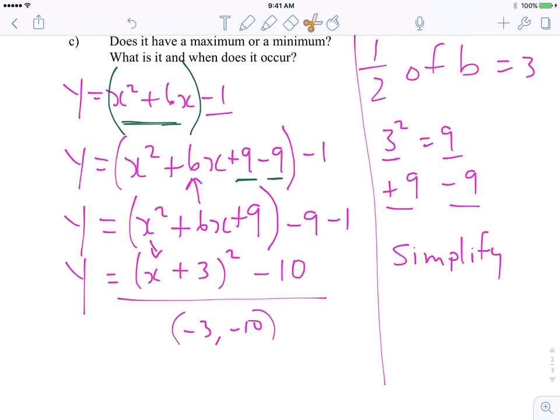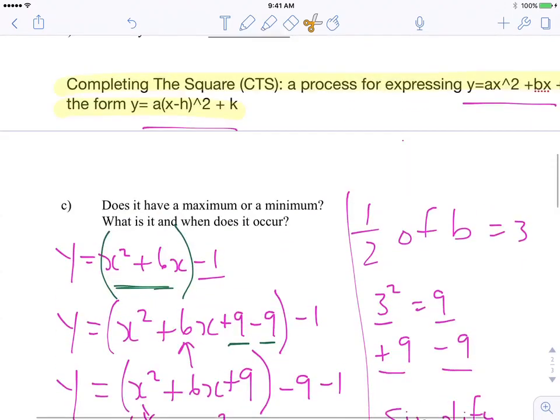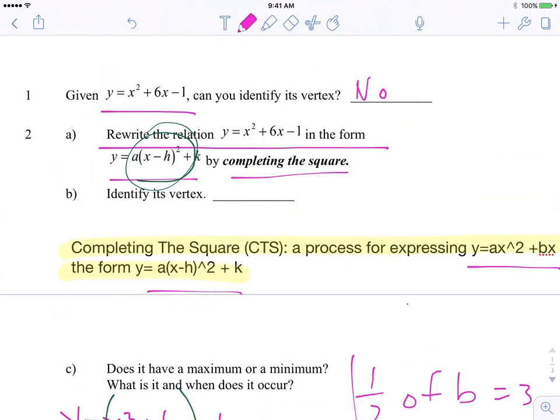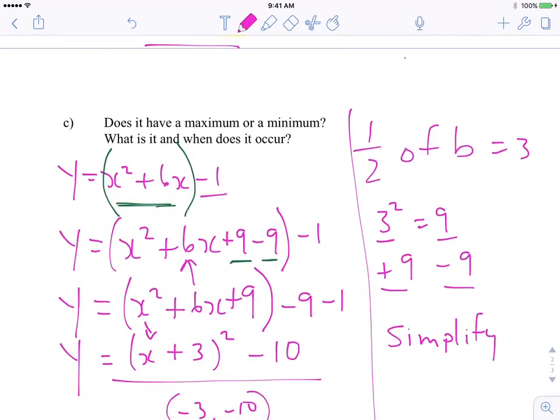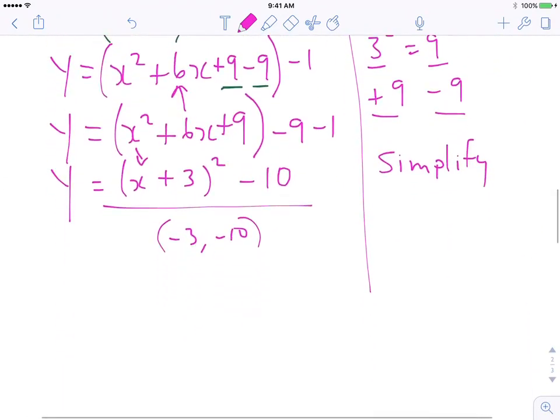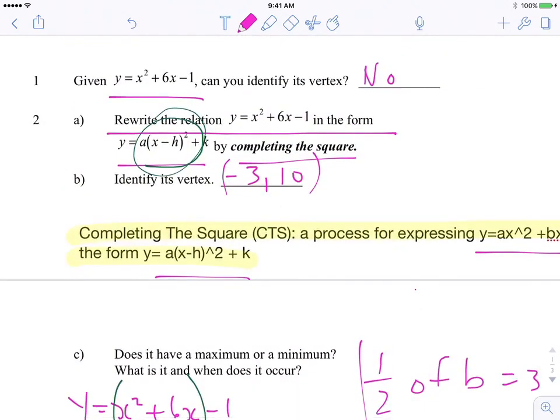And we're going to take that. I'm not sure if it'll let me scroll it up here. Can I do that? No. All right, so we'll just rewrite it over here. And we said negative 3, 10, I believe. Does it have a maximum or minimum? What is it, and when does it occur? Sorry, is it negative 3, negative 10? Apologize. Let's write that a little neater. Negative 3, comma, negative 10.